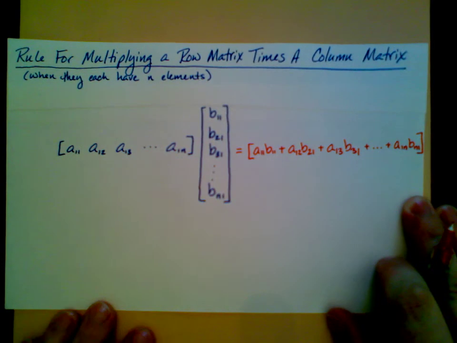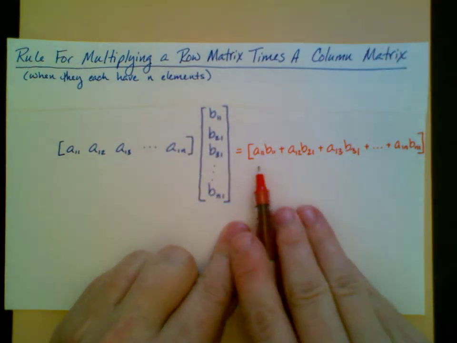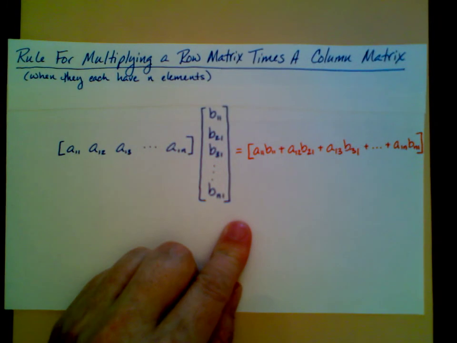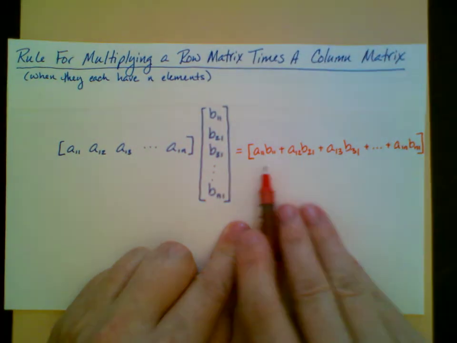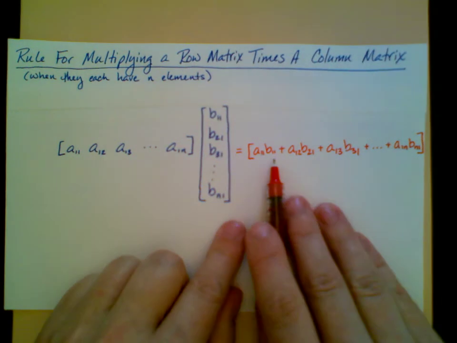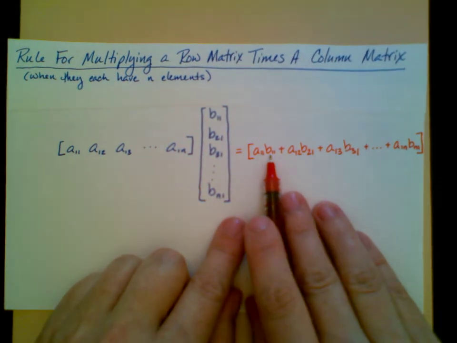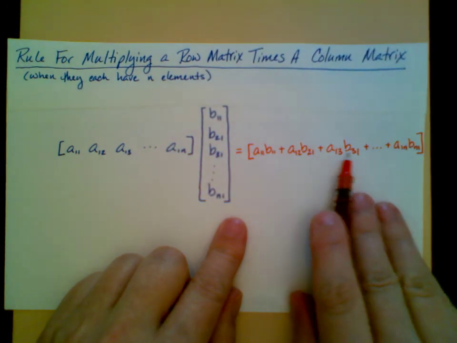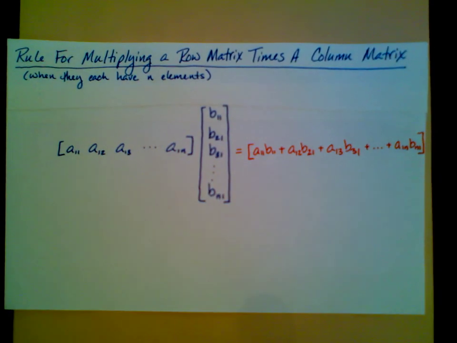And so here is my rule for multiplying a row matrix times a column matrix for any number of elements. I'm still pairing up the first two and multiplying them together, adding that to the second two multiplied together, plus the third two multiplied together.